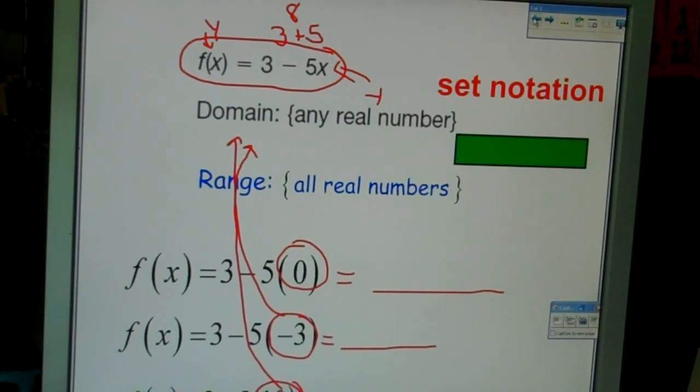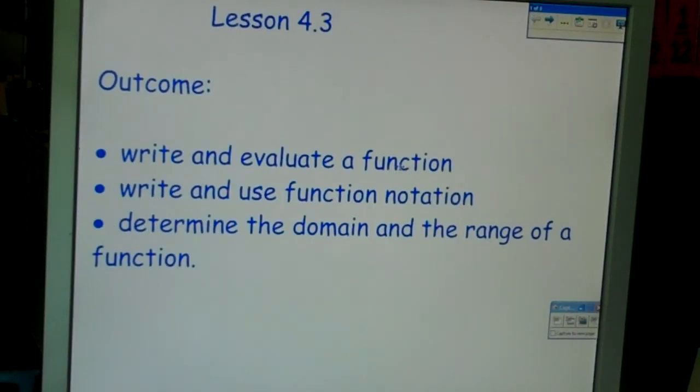Review your outcome and make sure you've answered all these questions. Can we write and evaluate a function? Did we write and use function notation? And did we determine domain and range of a function?